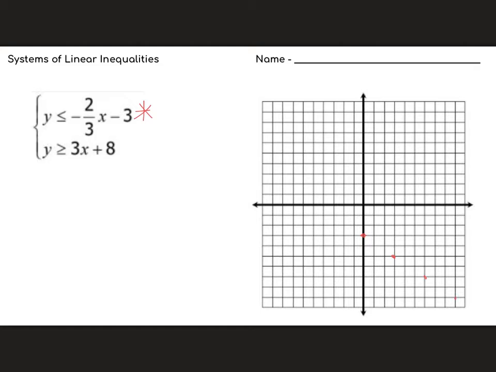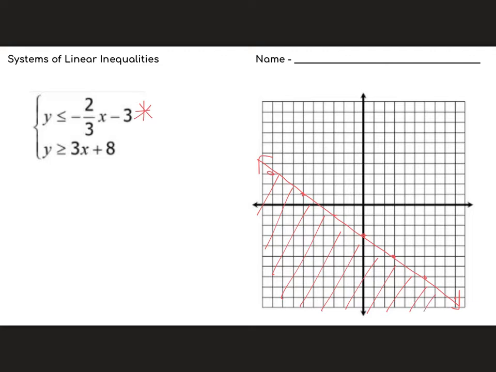It's particularly important with these that you go from edge to edge on the graph. Okay, so this is a solid line, and it is everything less than or equal to that, so I'm going to shade below the line.